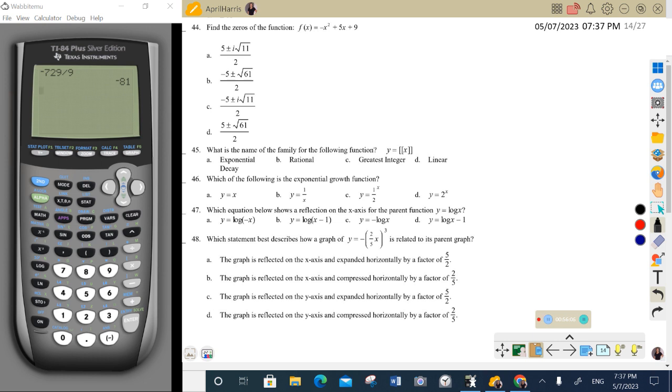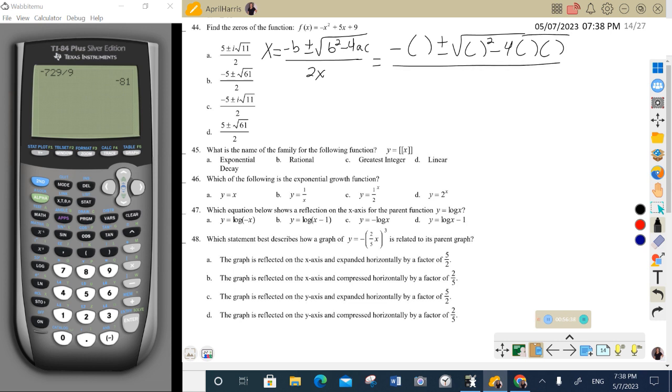44 wants you to find the zeros of the function. Now, you'll notice all the answers have a square root in them. This is where you're going to need to use the quadratic formula. So, x equals -b plus or minus the square root of b squared minus 4ac all over 2a. Everywhere there's a letter, we're going to put parentheses. So the negative of b plus or minus the square root of whatever b is squared minus 4 times a times c all over 2 times a.